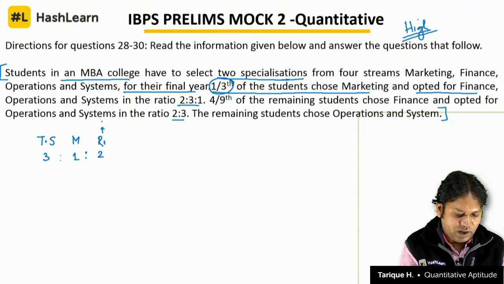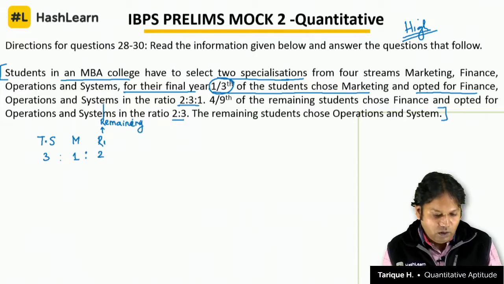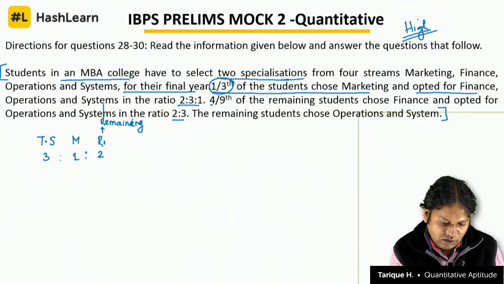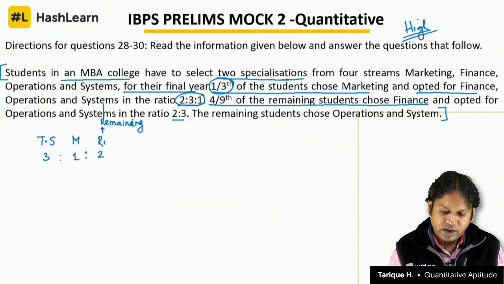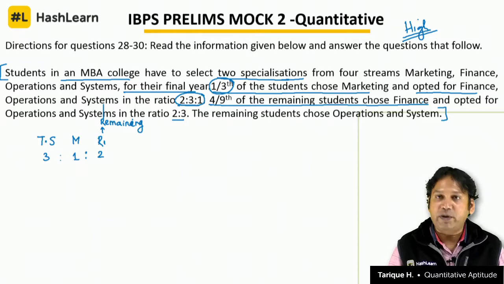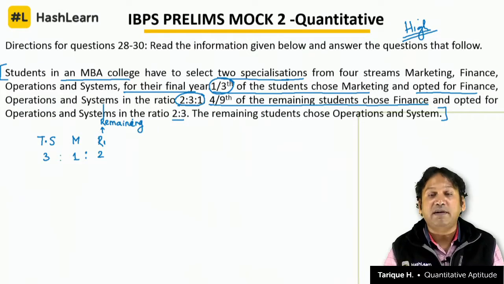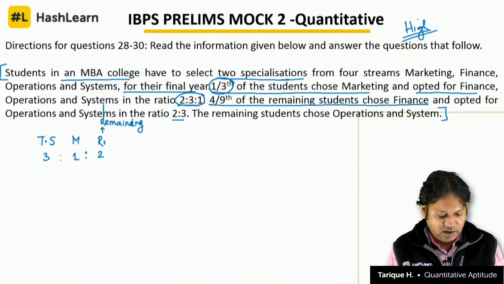So 3 minus 1 is 2. This is what we say remaining. While scaling ratios, this is sometimes very useful. Okay. Now what we know is that 4/9 of the remaining students chose finance and then opted for operations, and we will see that later. First let's see, 4/9 of the remaining students chose finance.